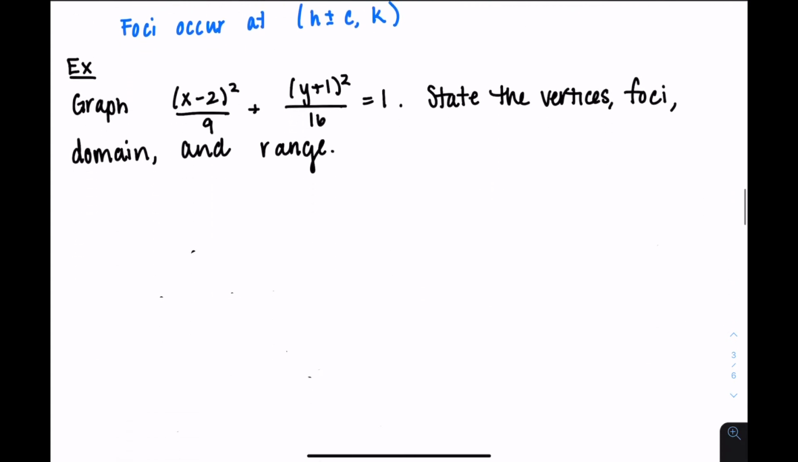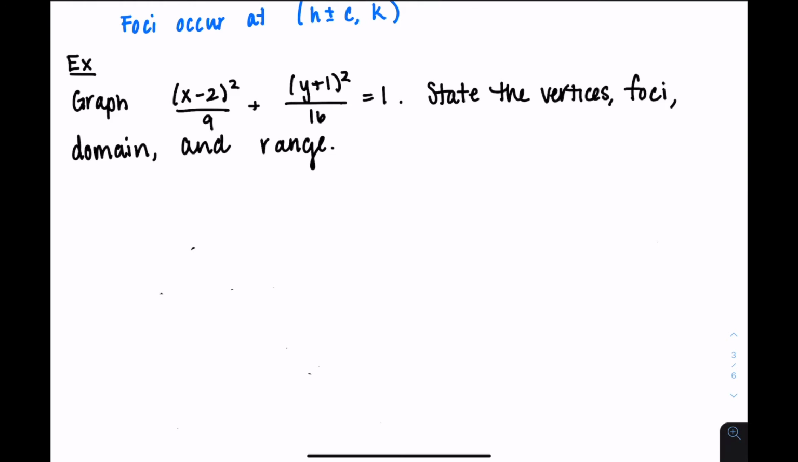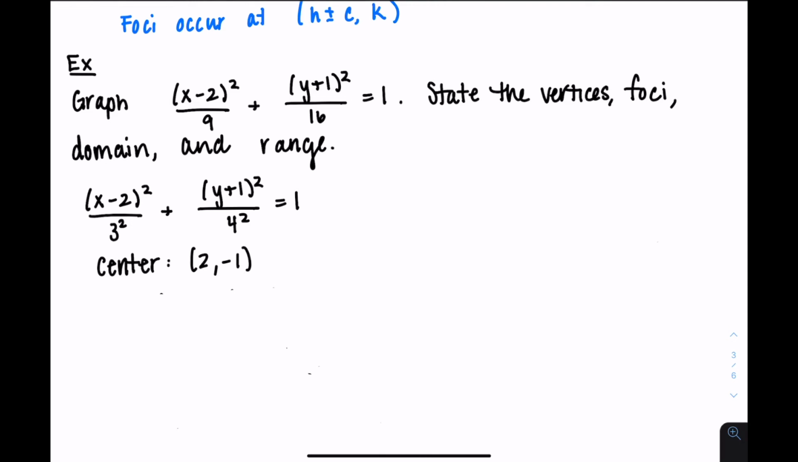So let's go ahead and graph one of these types of equations and do the same thing. We're going to state the vertices, foci, domain, and range. If I look at these two, the bigger quantity is underneath the y value, so everything important is going to be in the y direction. But first, I'm going to rewrite it just to know how much I move up and down and left and right. Underneath the x quantities, I've got 3 squared, 4 squared underneath the y's, and that equals 1. This tells me my center is going to be at (2, -1).